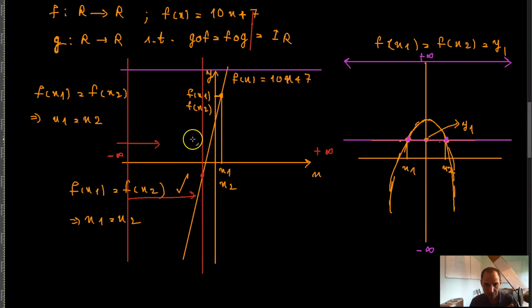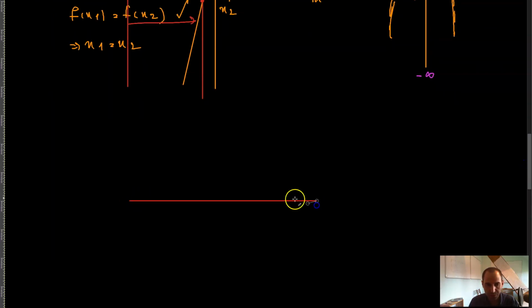So if the graph passes the vertical line test, it is a function. Otherwise it's not. For example, suppose that you have something like this. For this x, you have some output here, and you also have some output here. And the rest of the function looks something like this, for example.